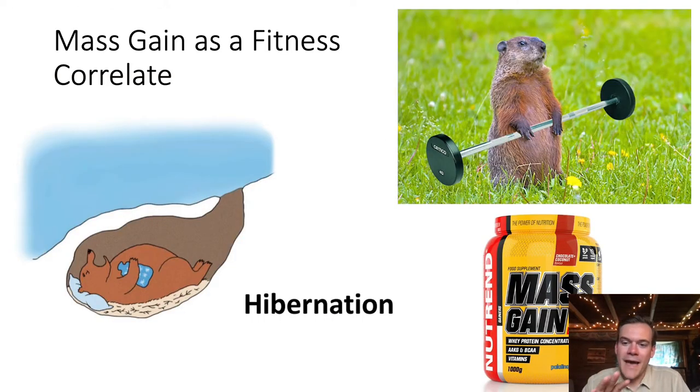Specifically, I will explore mass gain as it is an important fitness correlate for hibernators. Fat is the only source of metabolic energy during hibernation for these marmots, and thus the name of the game is to get fat or die. Mass gain is a time trade-off, as marmots must balance their time between eating, resting, looking for predators, and interacting with others.